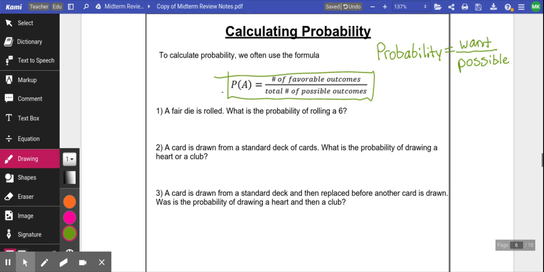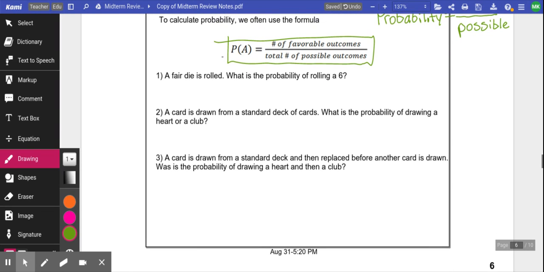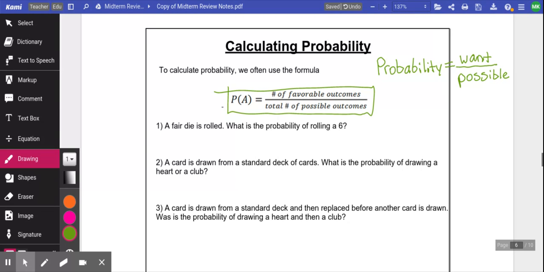We've done way harder probability questions in Unit 2. So Unit 1 questions should actually be much easier now that you're looking back at them. So we look at question number 1. It says a fair die is rolled. What is the probability of rolling a 6? A fair die has 6 sides. So if we think about this, what we want is a 6, and there's one way of getting that. What's possible when you roll a dice is any of the 6 numbers. So our probability of rolling a 6 equals 1 over 6.